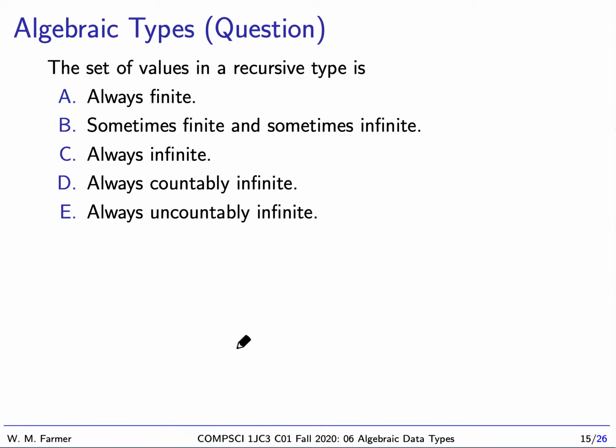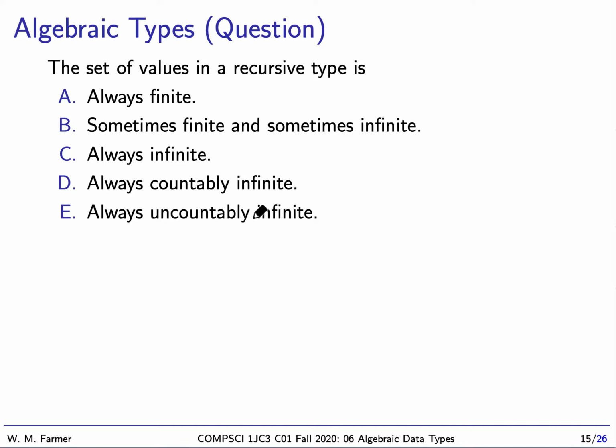Okay, so here's a question for you. The set of values in a recursive type is A, always finite, B, sometimes finite and sometimes infinite, C, always infinite, D, always countably infinite, E, always uncountably infinite. So you can stop your video, think a moment, come up with the answer.